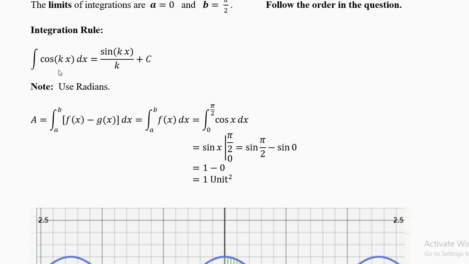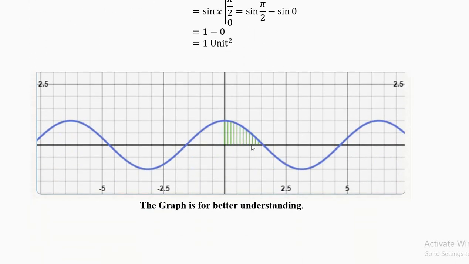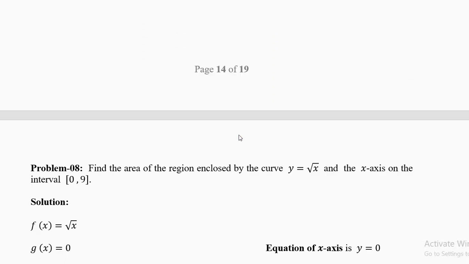Now integrate cosine x. What's the rule for cos kx? It is sine kx by k. K equal to 1 in this question. You will get sine x going from 0 to pi by 2. Which is sine pi by 2 minus sine 0, 1 minus 0, it is 1 unit square, and this green shaded thing is the area which you can see here.